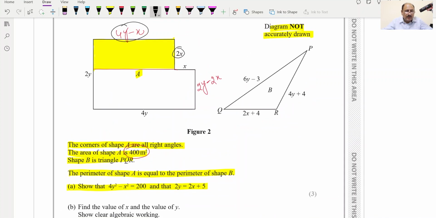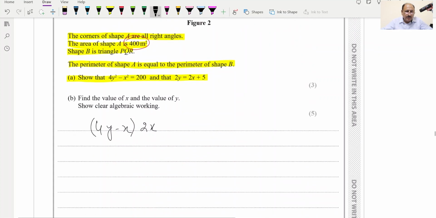So it is the upper shape, the shaded shape. Now we can multiply 4y with this one to get the area of this lower rectangle. So plus this will be 4y into (2y minus 2x), and this is equal to 400 as provided. The rest is just simplification and we'll get the equation.